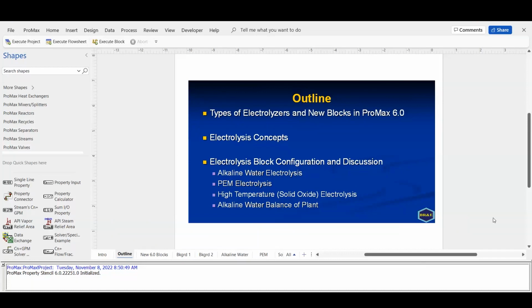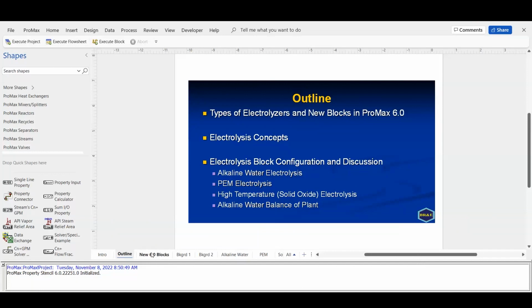And then I'll show you a built simulation of a couple of alkaline water electrolyzers with the balance of plant equipment, or the balance of plant simulated around them. So that's what we're going to talk about today.